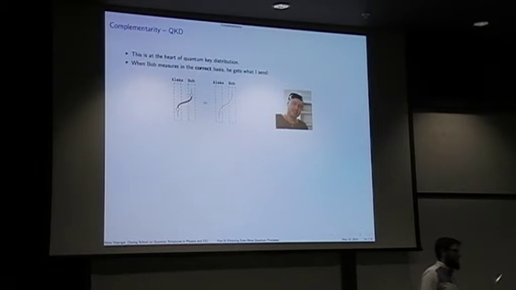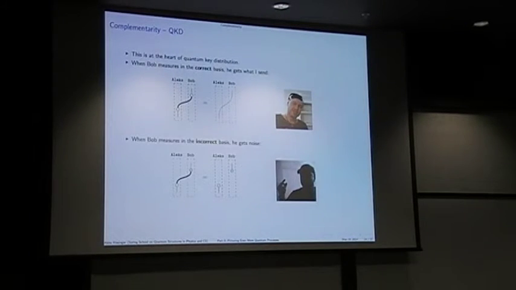It took me a while to find a picture of Bob looking happy, but I did find one. This is Barbados. How could I be happy? Yeah. But then if he chooses wrong, as you can see, Bob is back to his usual self here. So you see complementarity playing a big role in lots of protocols.